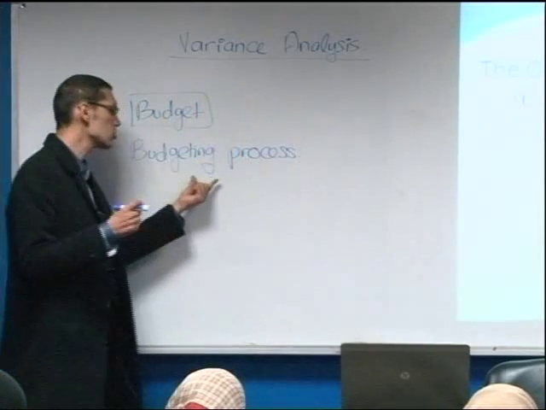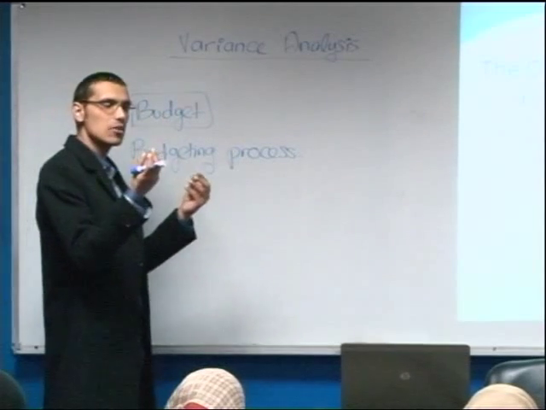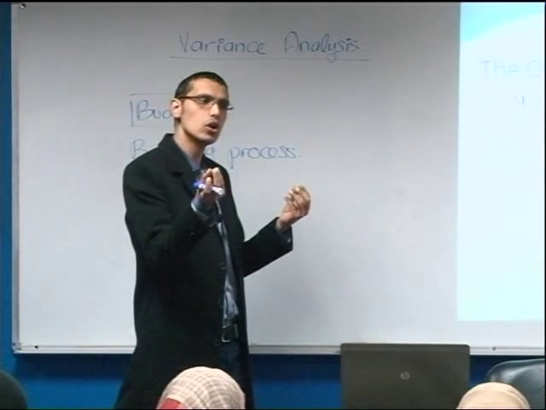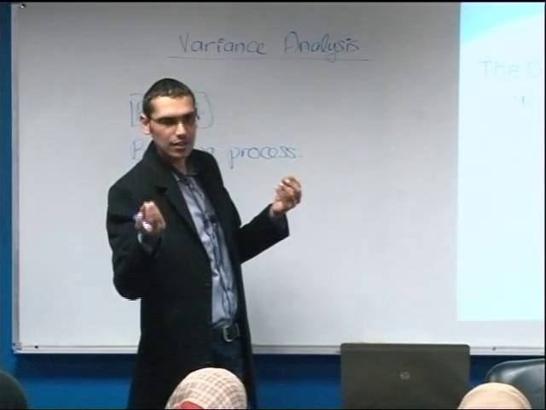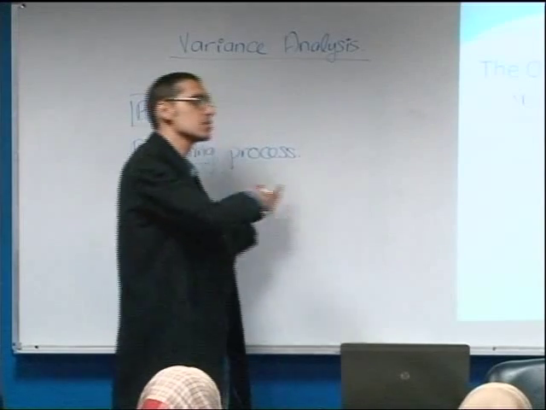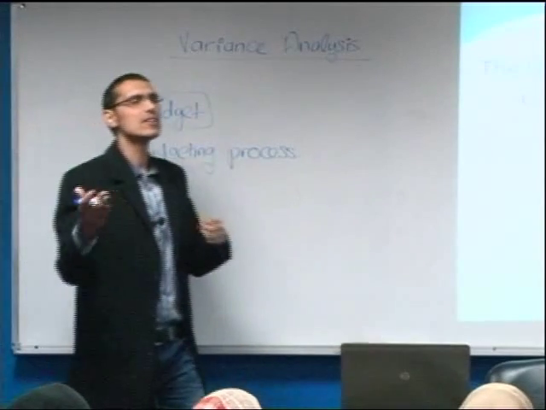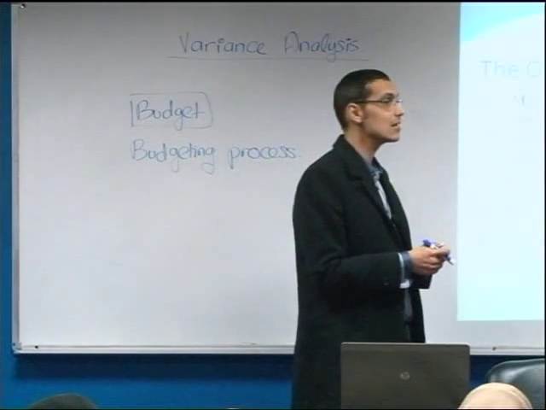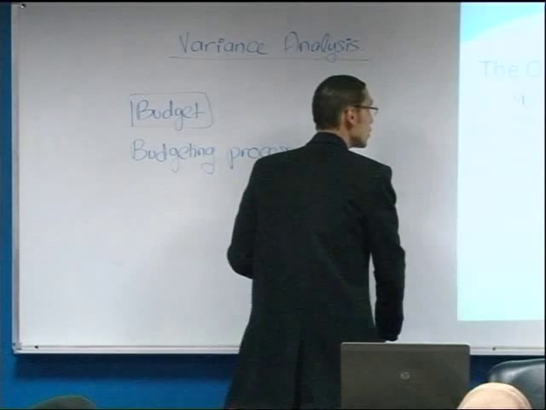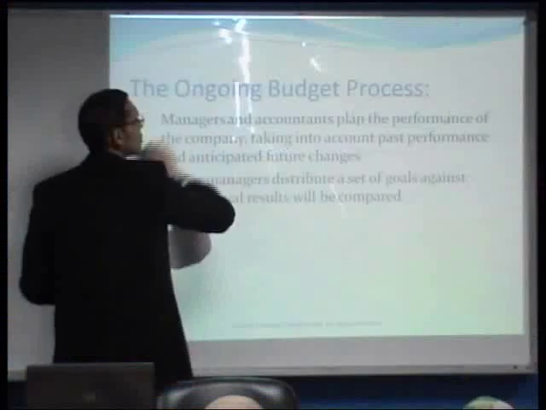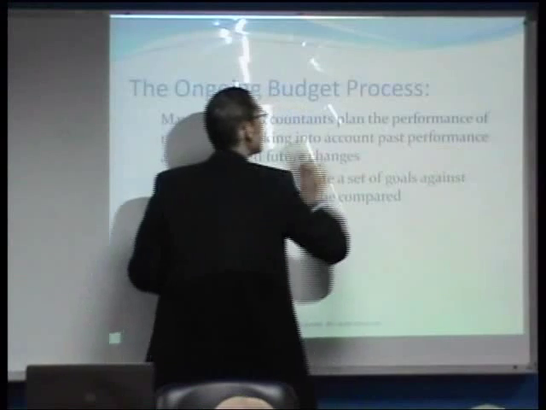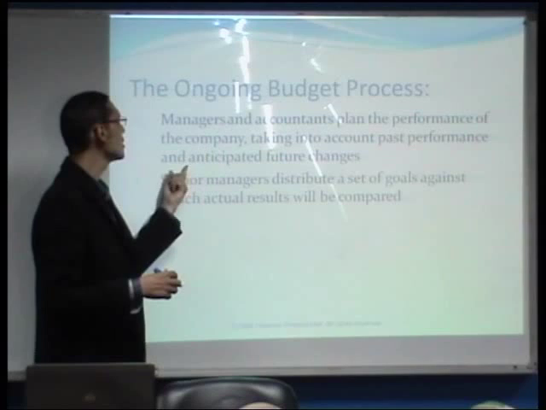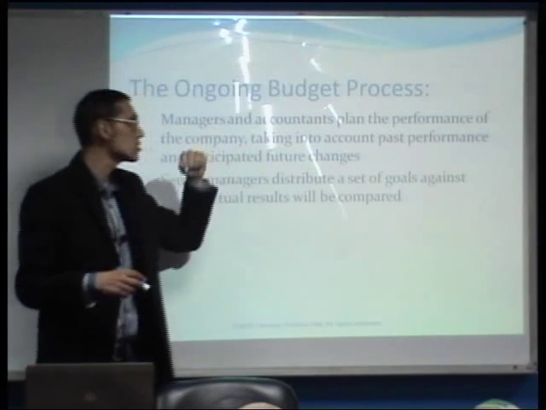Of course, what do you mean by a budgeting process? It is the process or the procedures that need to be done in order to transform a plan into a budget. This is the budgeting process. So what are the different phases of any budgeting process, or a budget cycle, as many would call it? First of all, number one, managers and accountants plan the performance of the company, taking into account past performance and anticipated future changes.